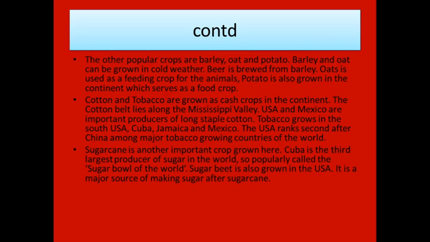Sugarcane is another important crop grown here. Cuba is the third largest producer of sugar in the world, so popularly called the sugar bowl of the world. So Cuba is the third largest producer of sugar, and because of this it is called the sugar bowl of the world. Sugar beet is also grown in USA. It is the major source of making sugar after sugarcane.